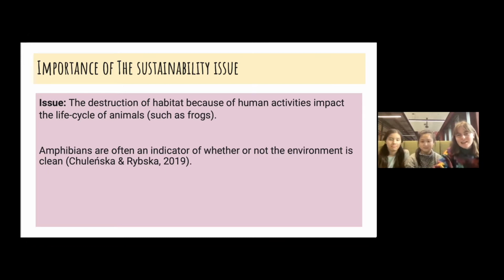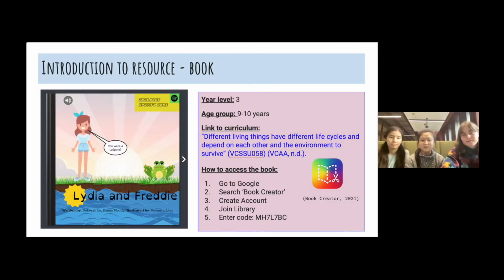This particular area is important because amphibians are often an indicator of whether or not the environment is clean. Because there is a lack of knowledge about why amphibians and reptiles are endangered, we've decided to choose frogs as an example and teach the students about the importance of preserving their habitats and actions done by humans. Whilst planning our resource, we imagined the school being near a local creek.